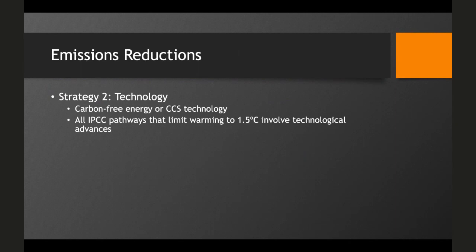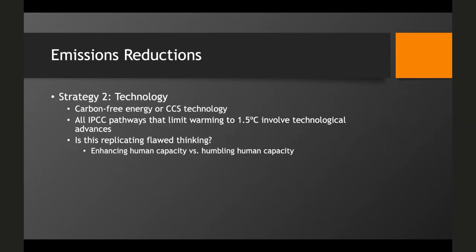So on the one hand, investing in technology seems like a no-brainer, right? We need to do this. This is going to be necessary for effective emissions reductions. However, many people have argued that this simply replicates flawed thinking. That this is part of the problem with climate change: humanity believes that we have the ability to completely control and manipulate nature. And that rather than trying to enhance human technological power and capacity, what we really should be doing is trying to humble human power and live more simply.